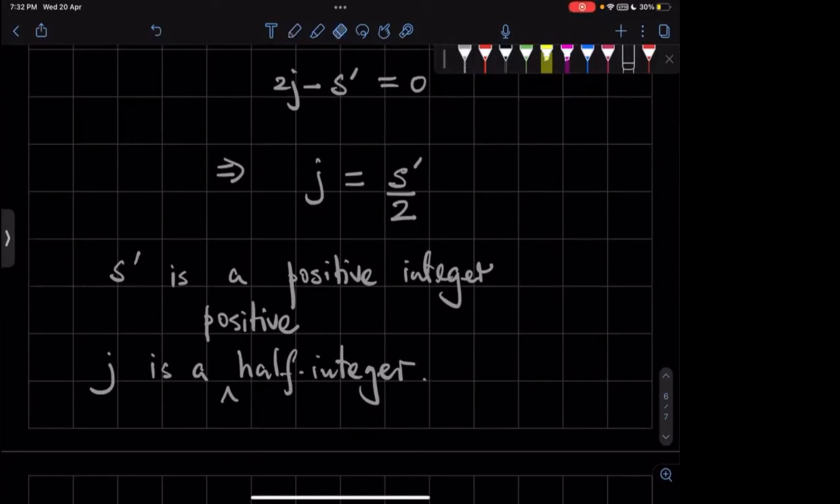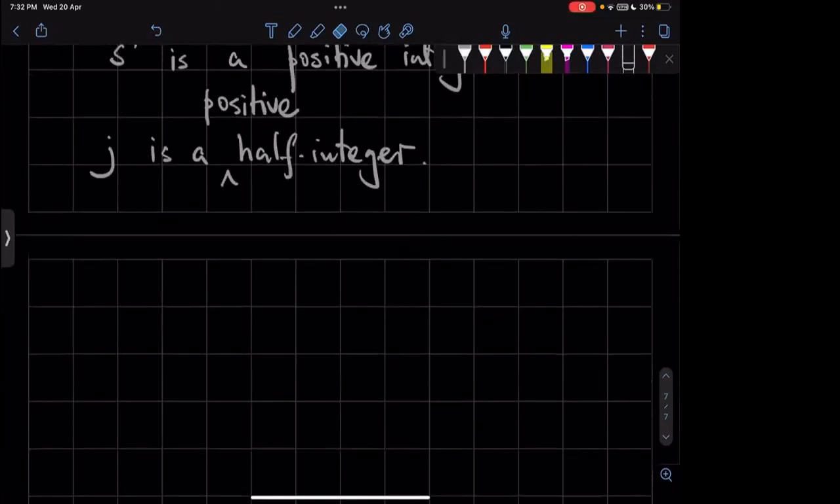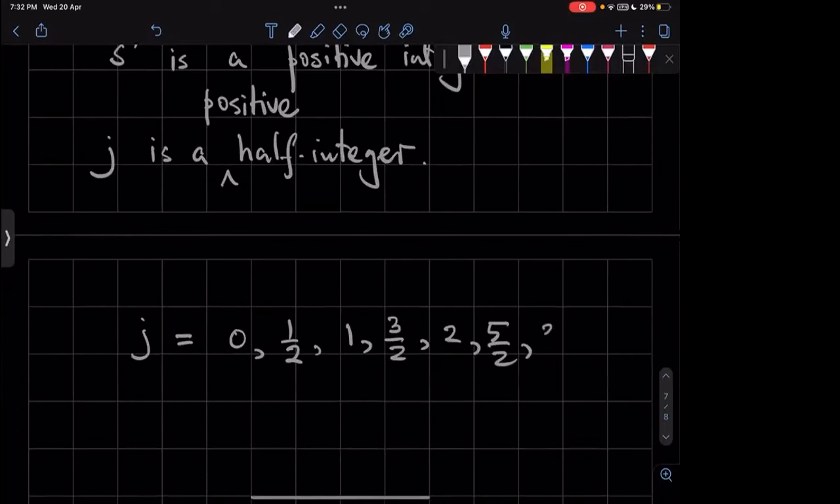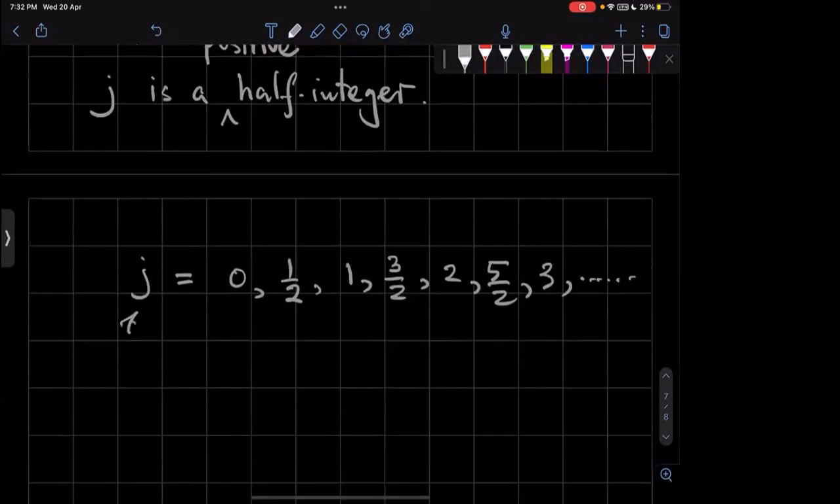Okay, is that clear? This is a very important point. So J can have the following values. J can be 0, it can be half, it can be 1, it can be 3 halves, it can be 2, it can be 5 halves, it can be 3, it can be 7 halves, and so on and so forth. Okay, so this is the maximum J3 eigenvalue. Okay, any questions?